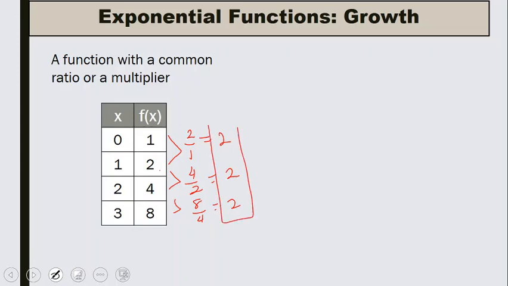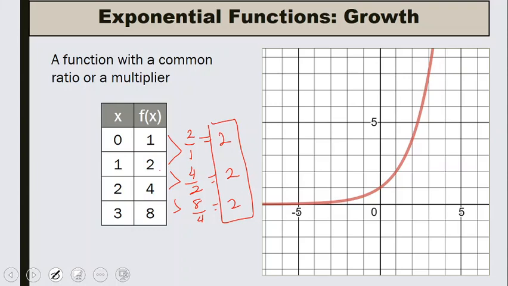So when you have all these values that are the same, we call that a common ratio or a common multiplier. In this case, our common ratio is greater than 1. When a common ratio is greater than 1, we are talking about exponential growth. If we plot the values in this table, we are going to get something like this, and we can join those points together to get an exponential growth curve. As you can see, this function is consistently increasing.